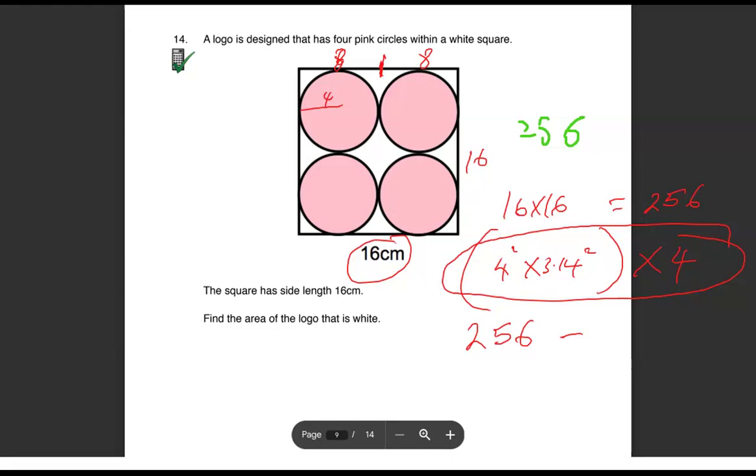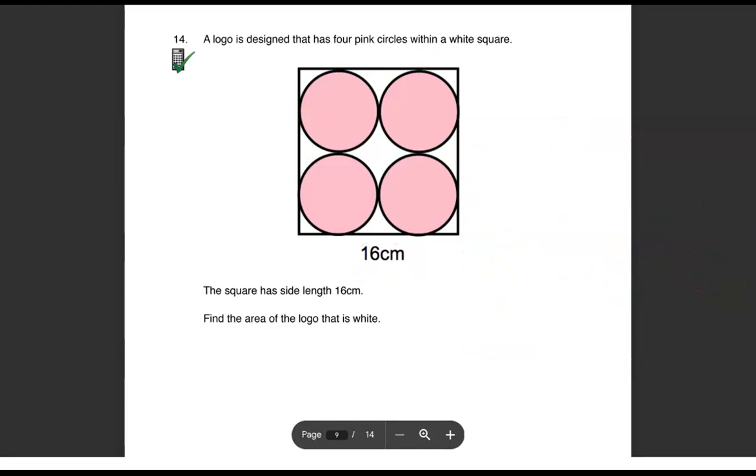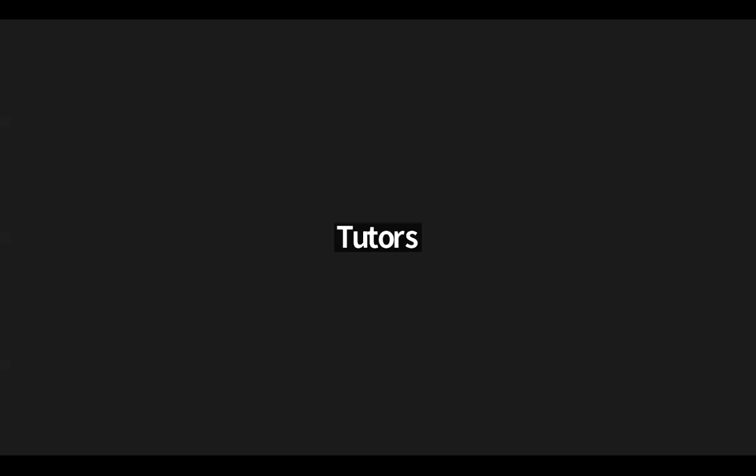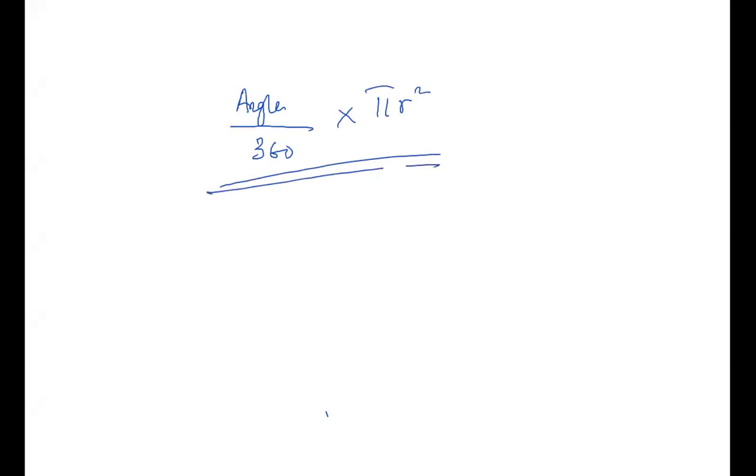So let's look at area of a sector now. When you say area of a sector, it means that there's a fraction of it. So the formula for that is angle divided by 360 times pi r squared. That's the area of a sector. Angle divided by 360, the angle between the two radii, divided by 360 multiplied by what? By pi r squared.